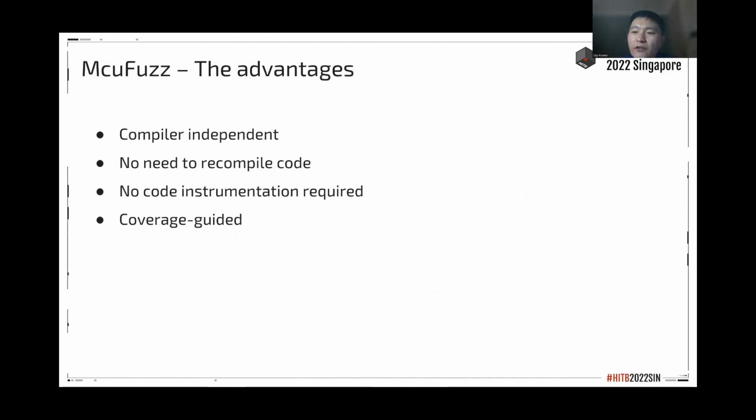Let's summarize the advantages of our MCUFuzz. First, it works directly with any compiler such as GCC or Clang, and there is no need to recompile or instrument the code. And it's a very smart coverage-guided fuzzing, and it's not blind.